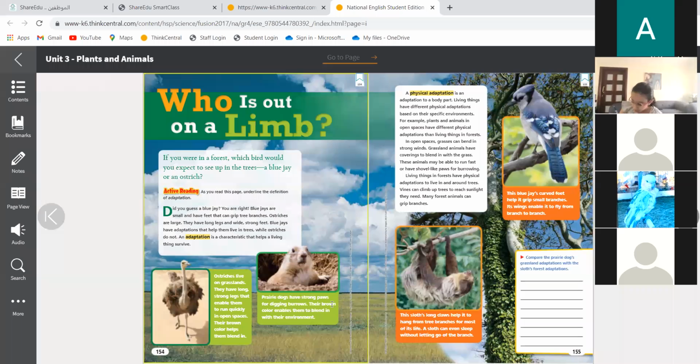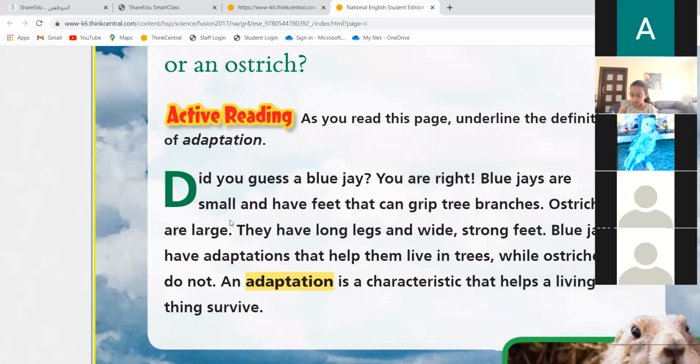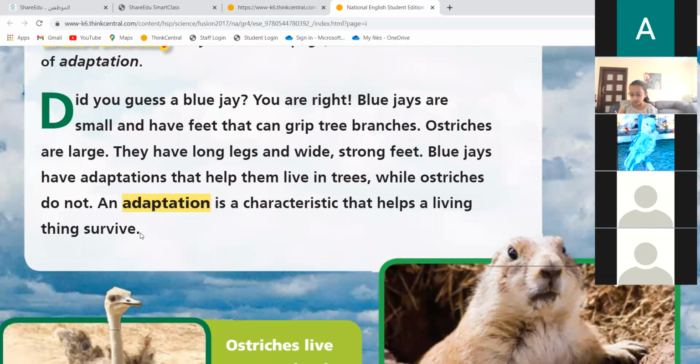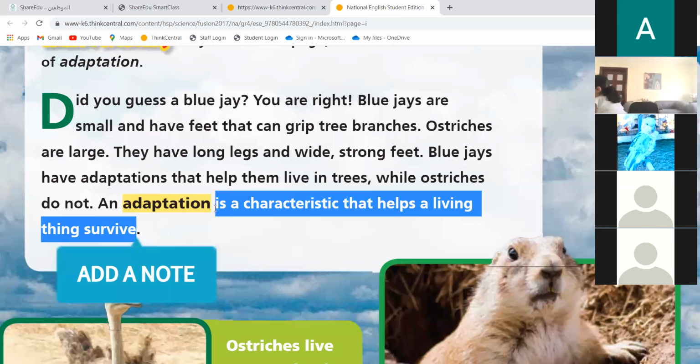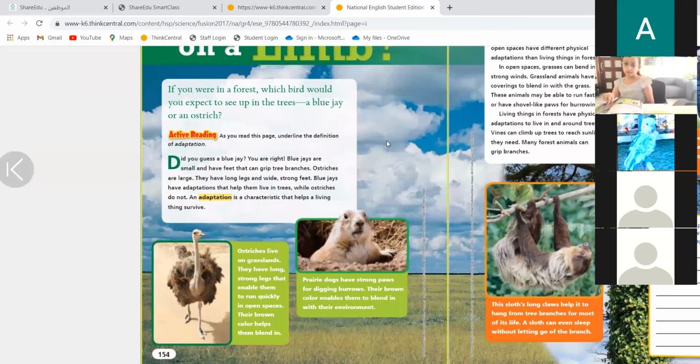What do they need? Hi, Maria. Animals need what to survive their life? Adaptation. Excellent, Maria. Very good, well done. So animals need adaptations to survive in their environment. Amaria, can you tell me what adaptations are? Adaptation is a characteristic that helps a living thing to survive. Excellent. And we took a lot of examples.